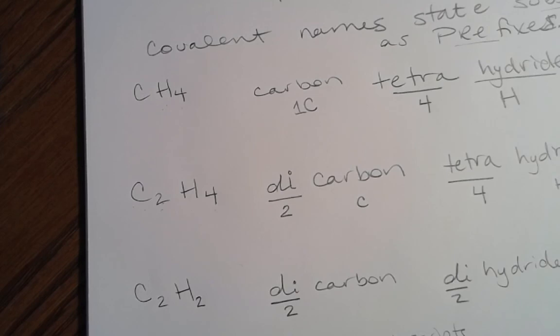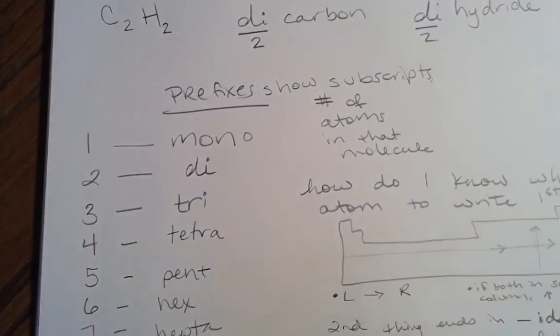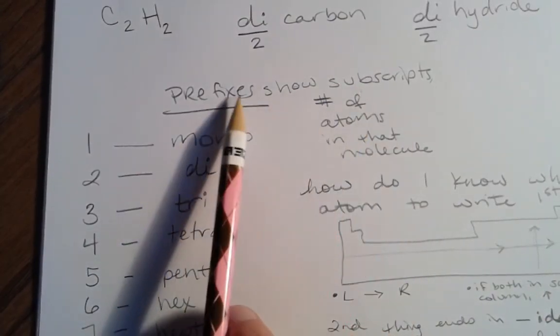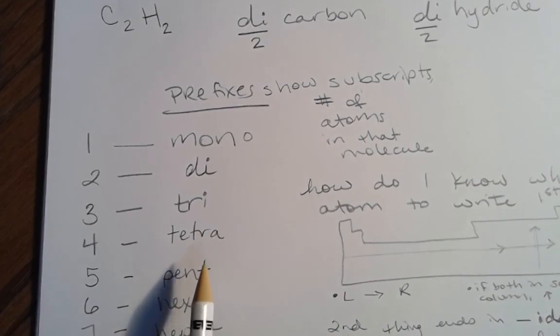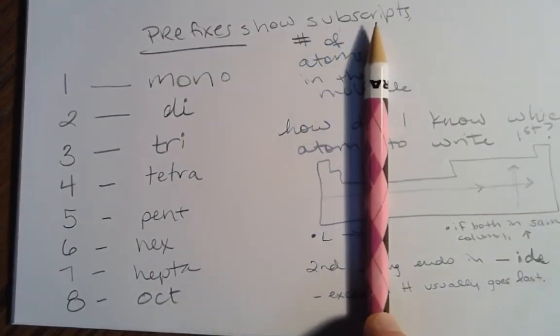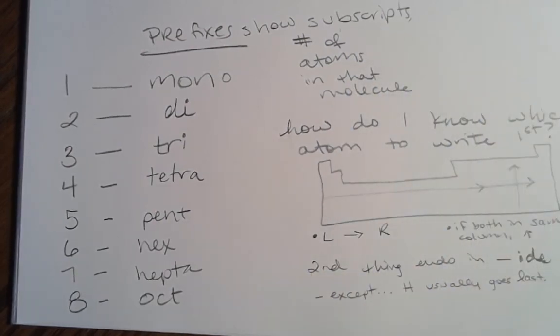But yeah, that's it for covalent nomenclature. I'll do some more examples with your homework video, but prefixes are your key thing. So tell me how much is in your subscript, how many atoms are in that molecule using a prefix. Whichever comes first, write first if you start from left to right. And then your second thing ends in "-ide". Alright, enjoy.